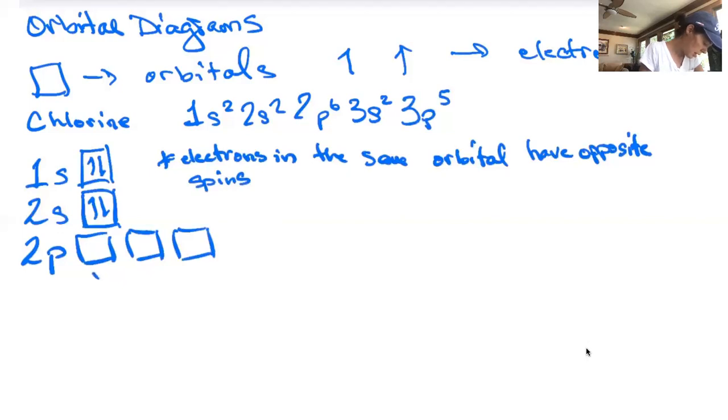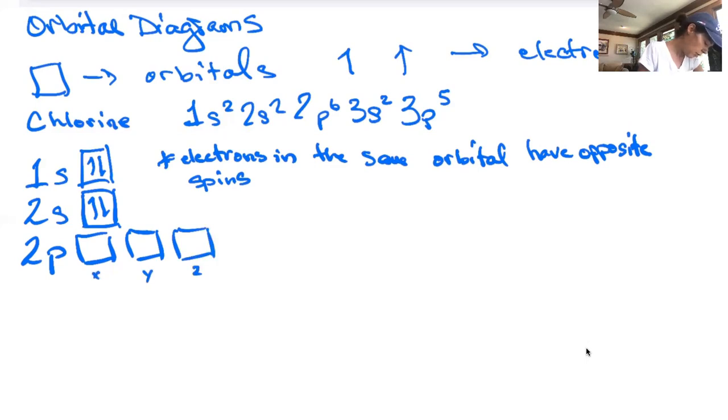You may see these actually labeled, like the 2px orbital, 2py orbital, 2pz orbital. Don't worry about it. The little subscripts are just referencing individual orbitals. You don't need to memorize them. You'll see that on one of your worksheets.